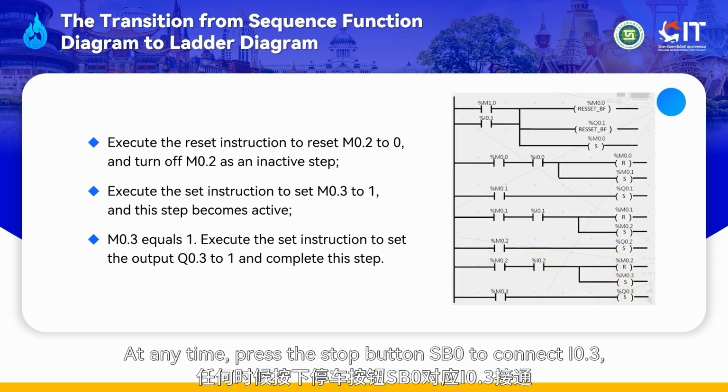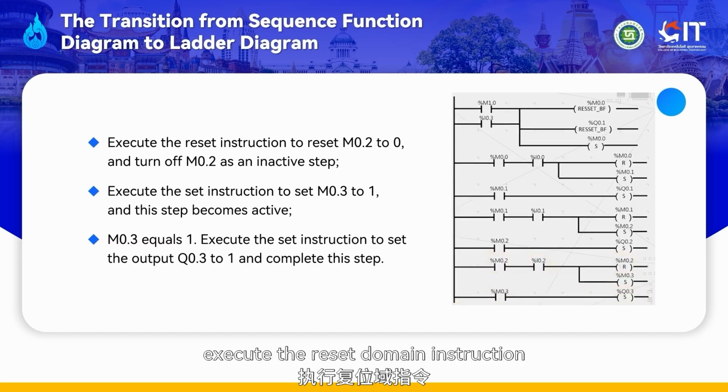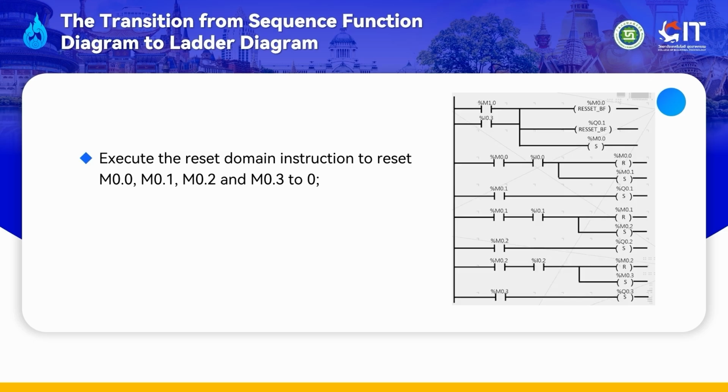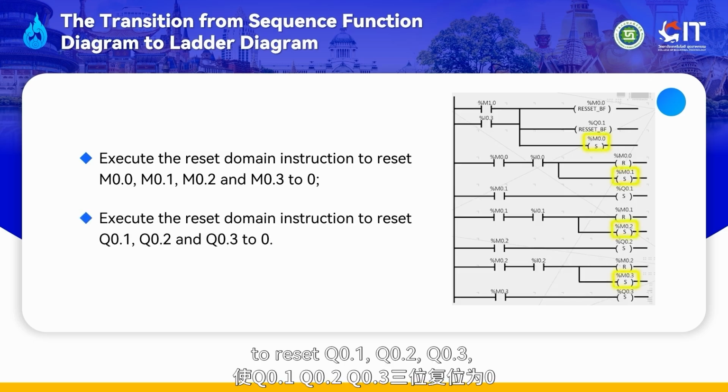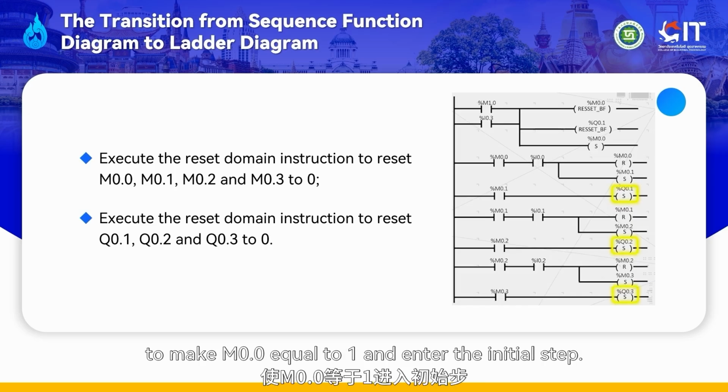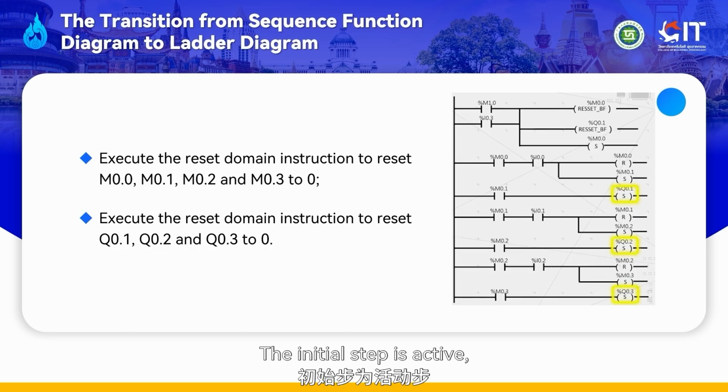3 motors are all started and running, and the program keeps running cyclically, but only the M0.3 step is executed. At any time, press the stop button SB0 to connect I0.3, execute the reset domain instruction to reset M0.0, M0.1, M0.2, M0.3, 4 bits to 0, and execute the reset domain instruction to reset Q0.1, Q0.2, Q0.3, all 3 bits to 0. Execute the set instruction to make M0.0 equal to 1 and enter the initial step. The initial step is active, and all 3 motors stop running.